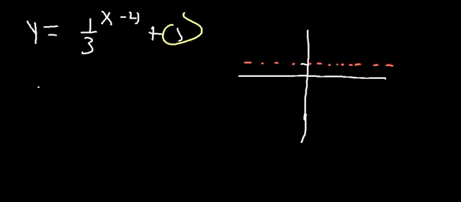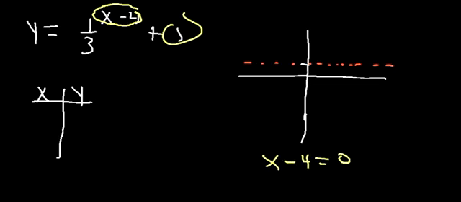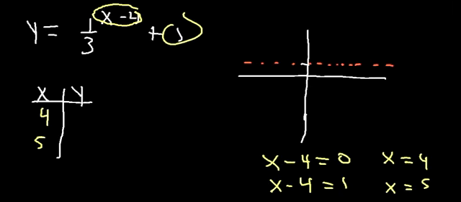Next, choose the values that you want to pick. In this case, 2 points. To find those 2 points, whatever this is, set it equal to 0 and 1, and then solve for x. So the 2 points that you want is x is equal to 4 and x is equal to 5 if you add 4 to both sides. So this is going to be 4 and 5.